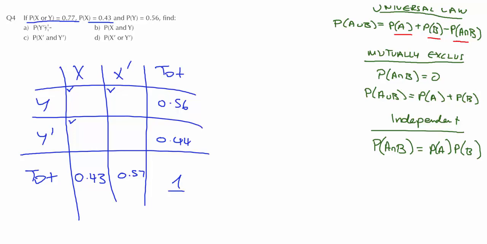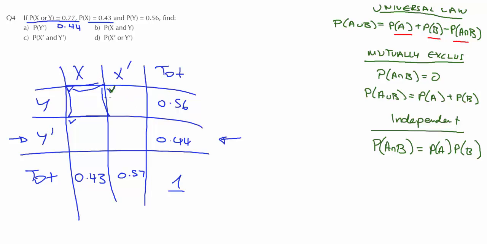Okay, so the probability that it is not Y. So that's just, can you see, it's 0.44, because that's the total of it being not Y. B. What's the probability of X and Y? So we need this one. We need this one, but we don't have anything. But now let's go back to what I just said.